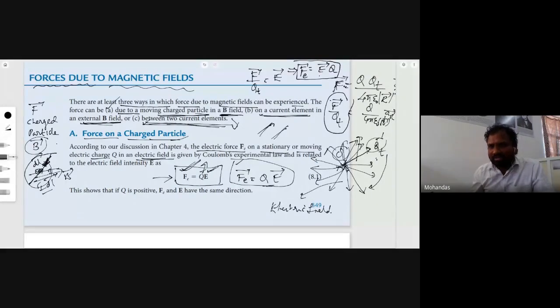And if you place a moving charge in the electric field, then also a force can be developed. That force is equal to Q into E only. Either it is a moving charge or a stationary charge, according to Coulomb's law, the force can be experienced. That force F equal to Q into E. That is the first one.